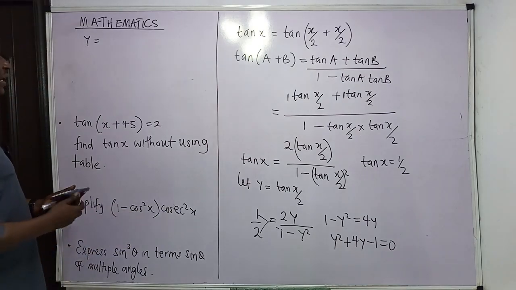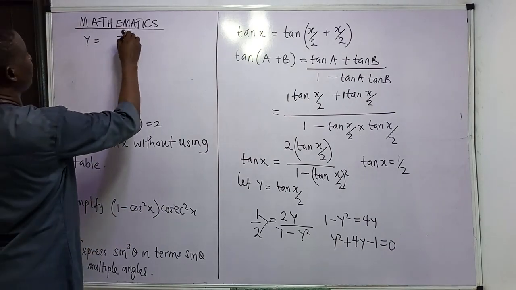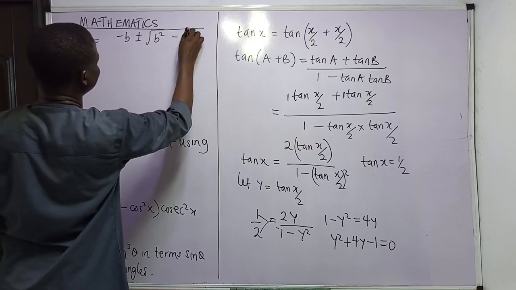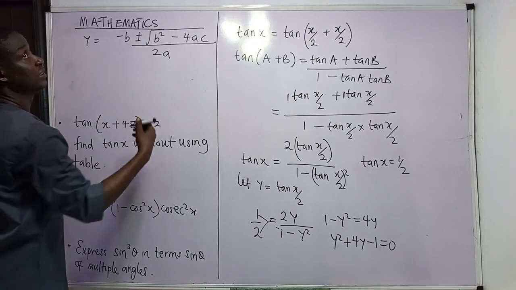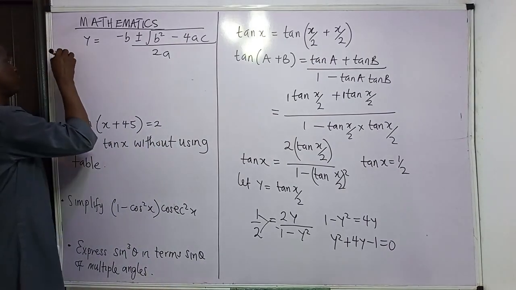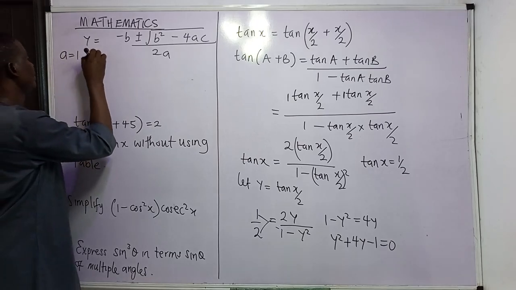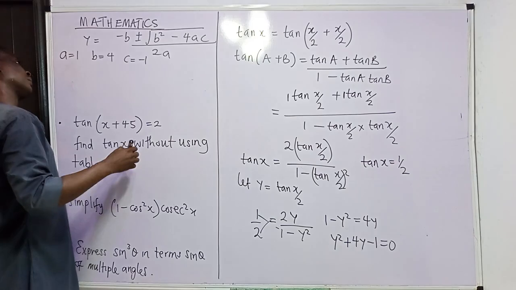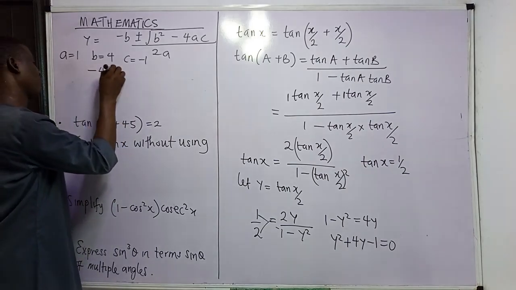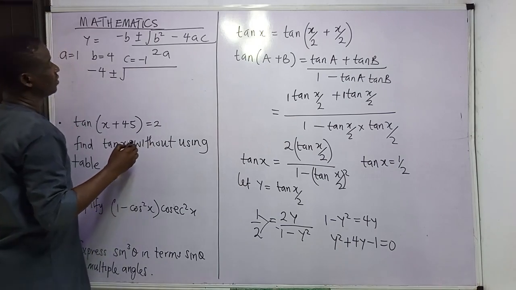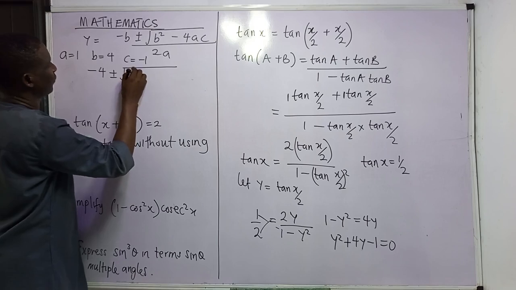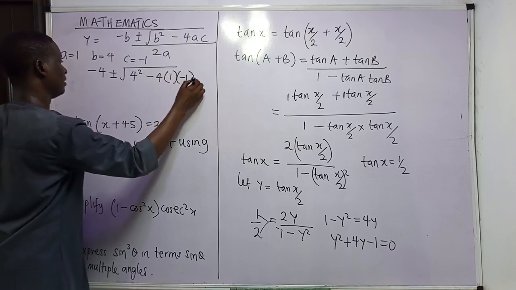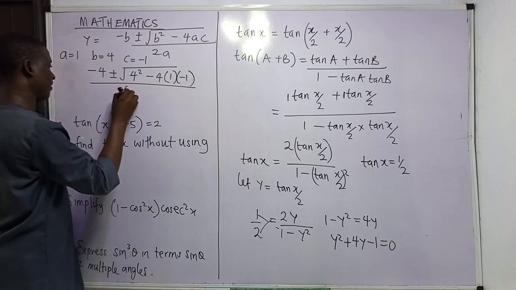Or you use the formula: minus b plus or minus square root of b squared minus 4ac, all over 2a. You can use that one to simplify, where your a is 1, your b is equal to 4, and your c is minus 1. So we have minus 4 plus or minus square root of 4 squared minus 4 into 1 into minus 1, all divided by 2 times 1.